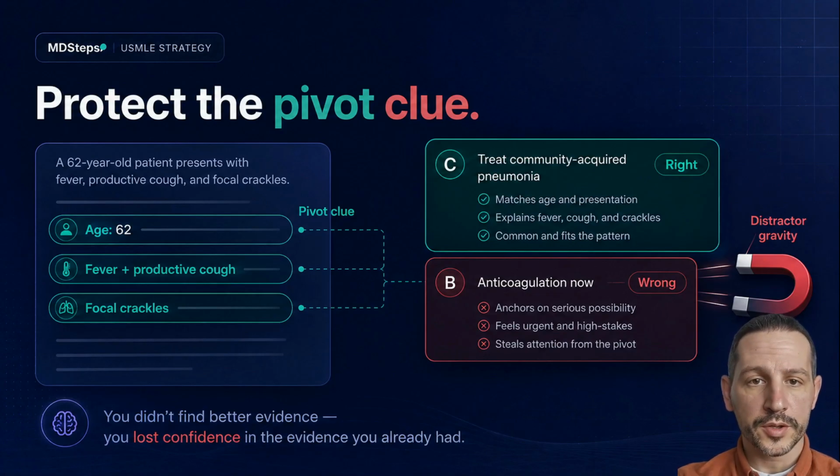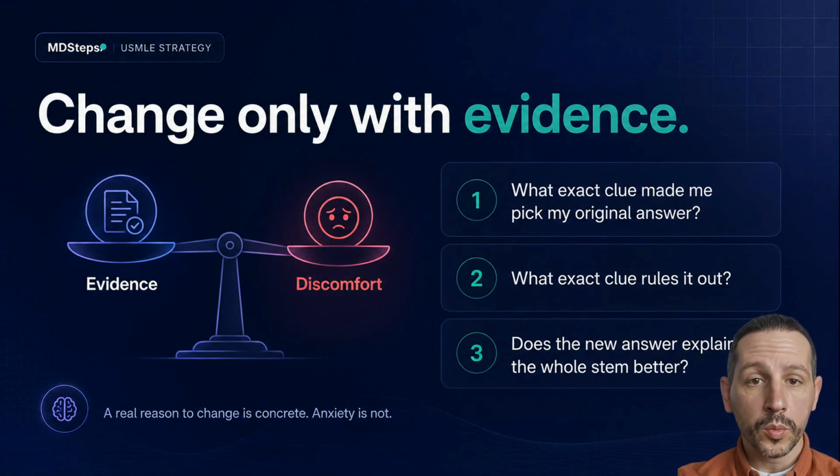Third, you changed your answer because of emotion, not evidence. This is the big one. A real reason to change your answer sounds like, I missed a clue in the stem that directly rules out my first choice. A bad reason sounds like, I just don't feel good about it anymore. That feeling is usually anxiety, not insight.